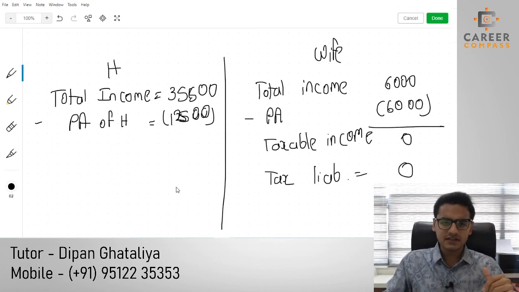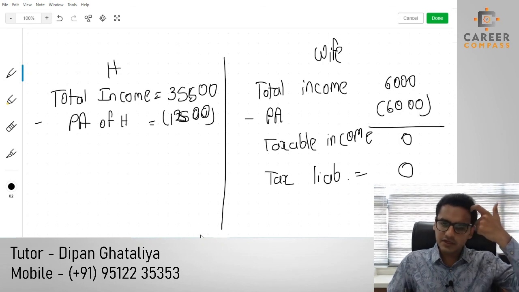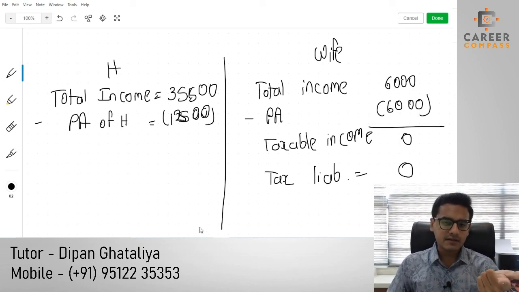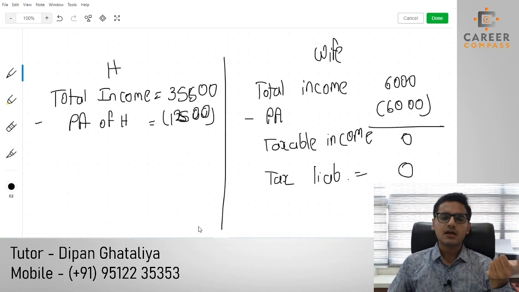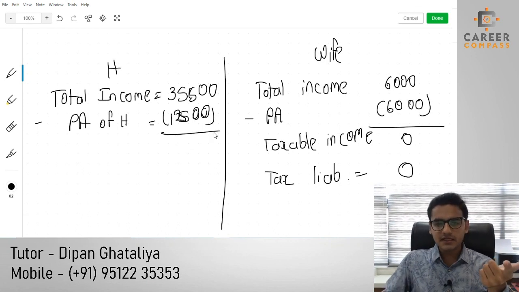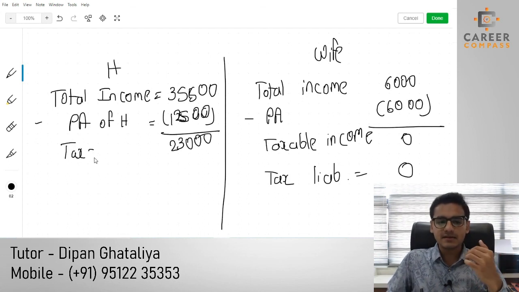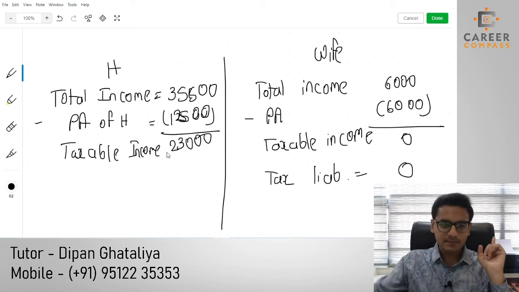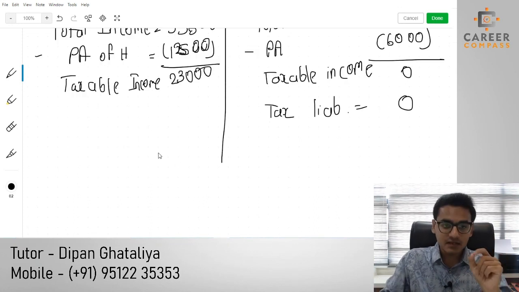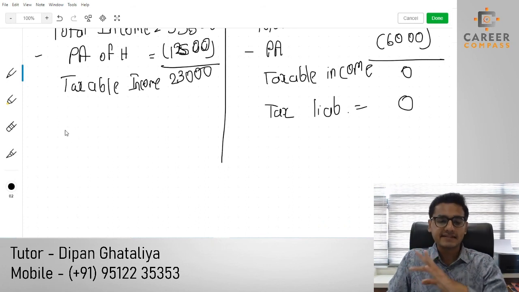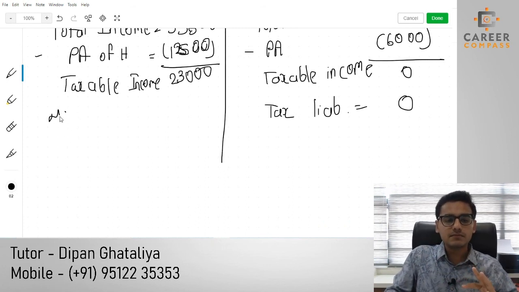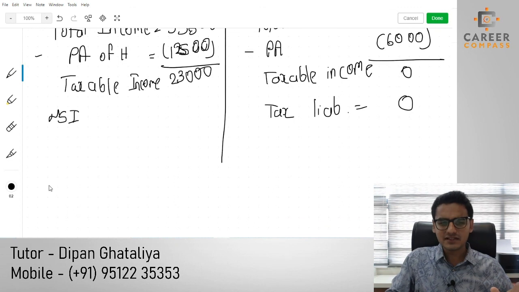Personal allowance of 12,500. So 35,500 less 12,500, approximately 23,000 of the income will be there, and that will be the taxable income of the husband. Taxable income of husband is 23,000. Now I will have to calculate the tax liability. So assume that all the incomes are non-savings income. 23,000 of the income is there.